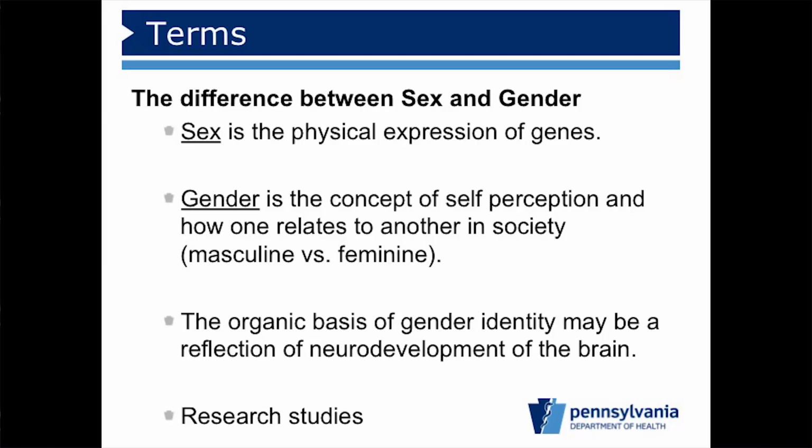So a general theme of this talk: when you meet transgender individuals, don't make any assumptions, because almost always your assumptions are wrong. So sex is this physical expression of the genes. We've been talking about gender, this self-perception about how one relates to society, traditionally male or female, although we'll talk about some other ideas about that later.